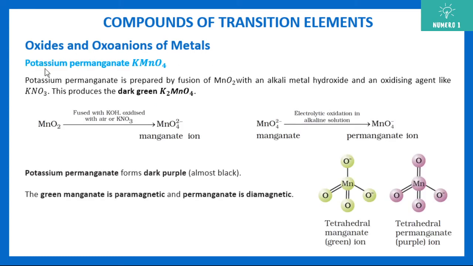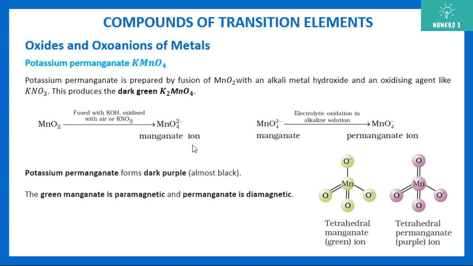In the same way, we have another compound, potassium permanganate, KMnO4. Potassium permanganate is actually prepared by the fusion of MnO2 with an alkali metal hydroxide. You can see MnO2 fused with KOH, oxidized with air or KNO3. What you will get is the manganate ion.